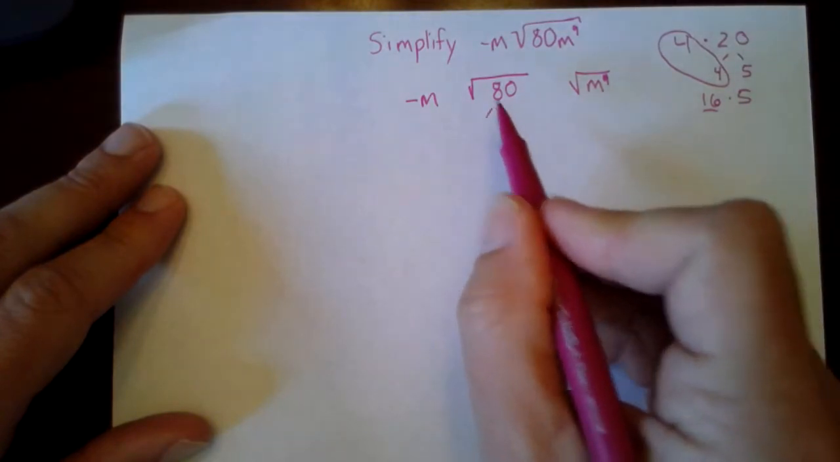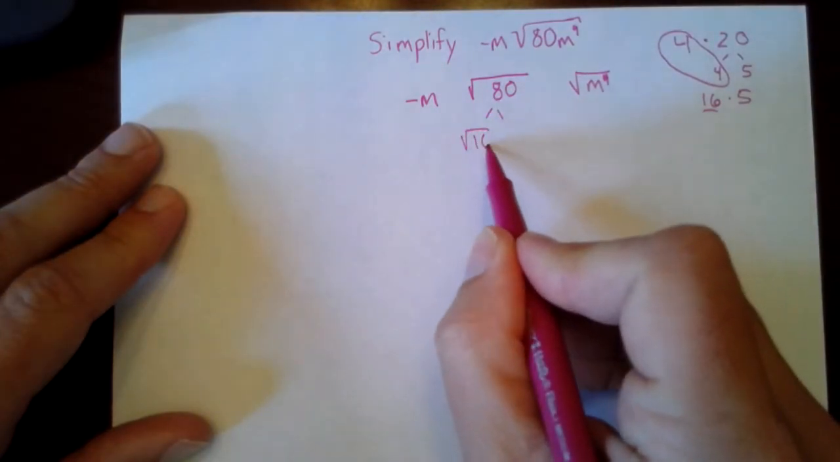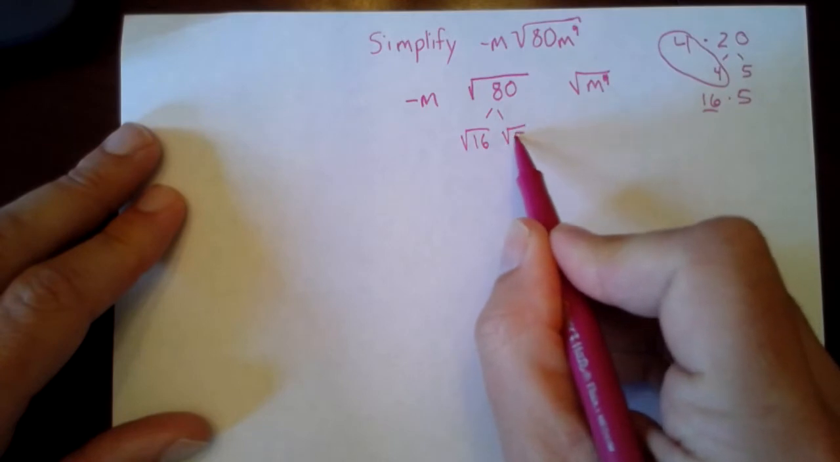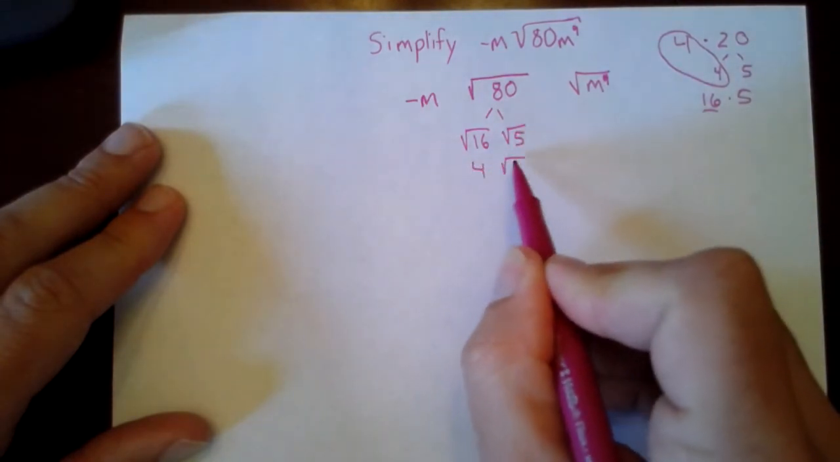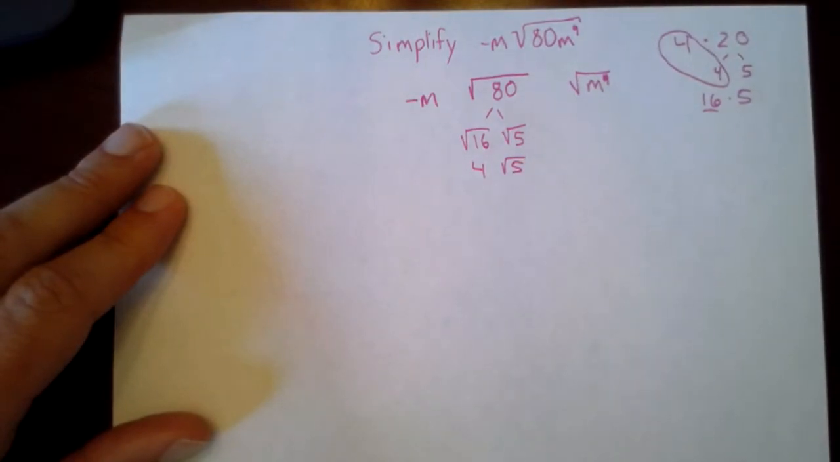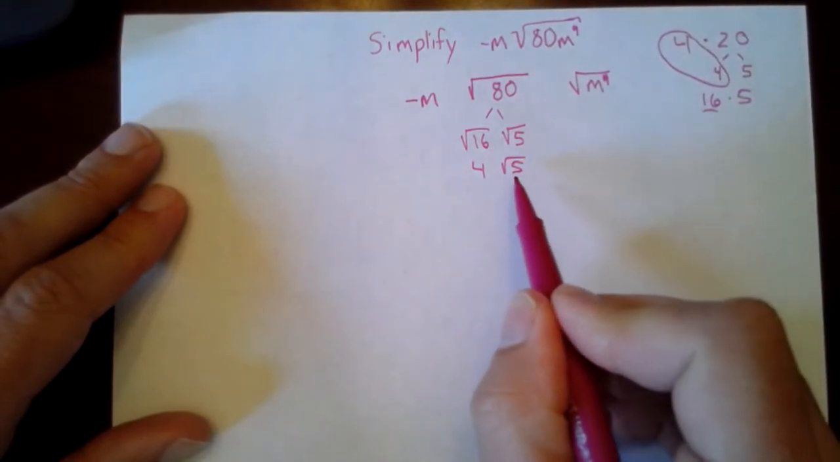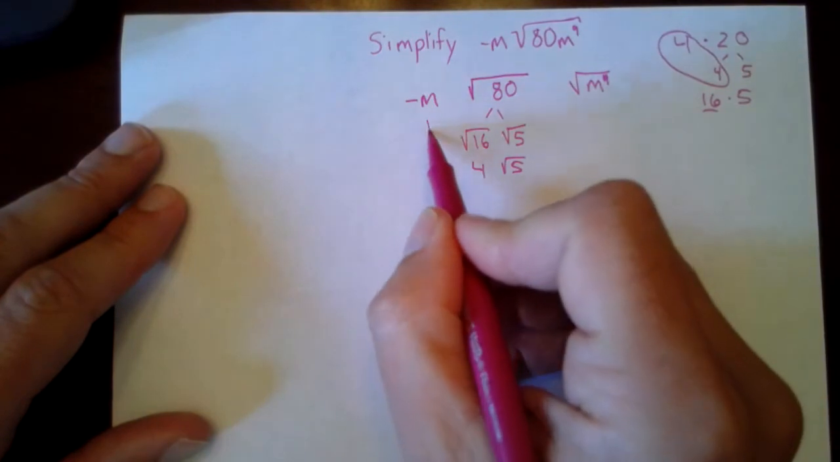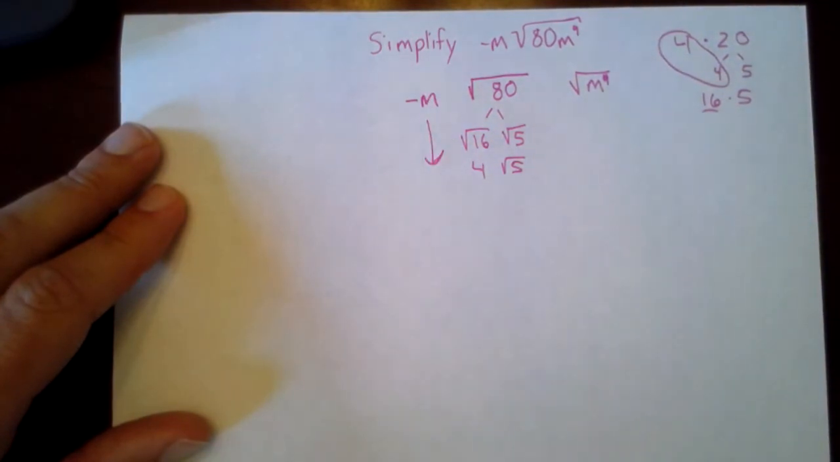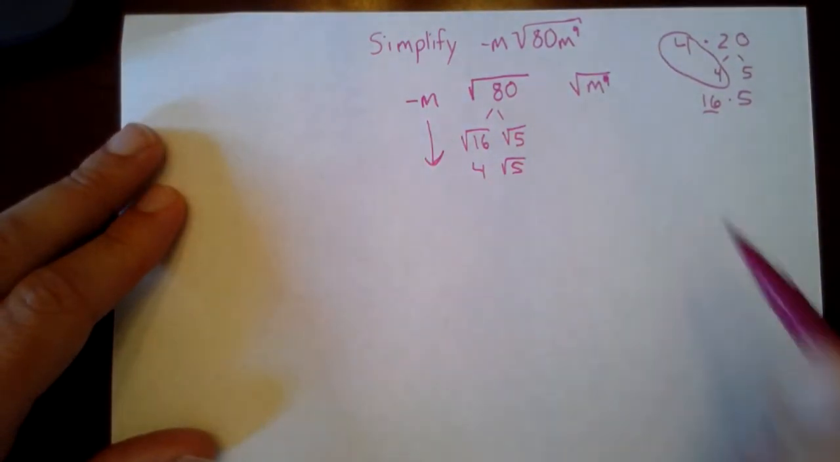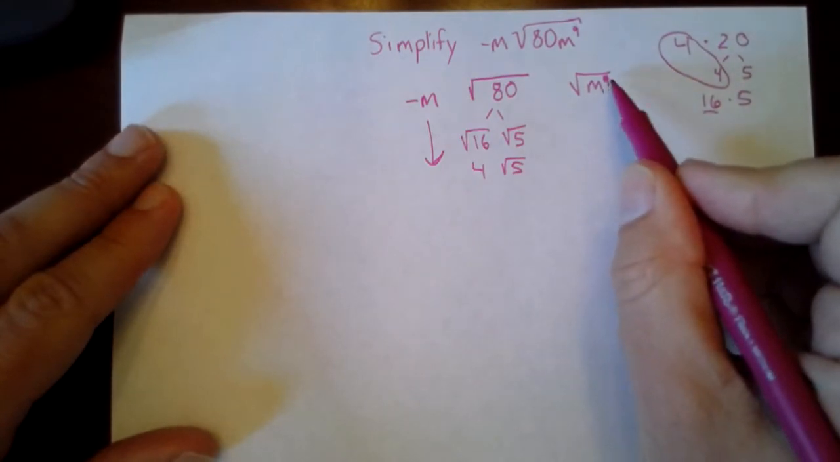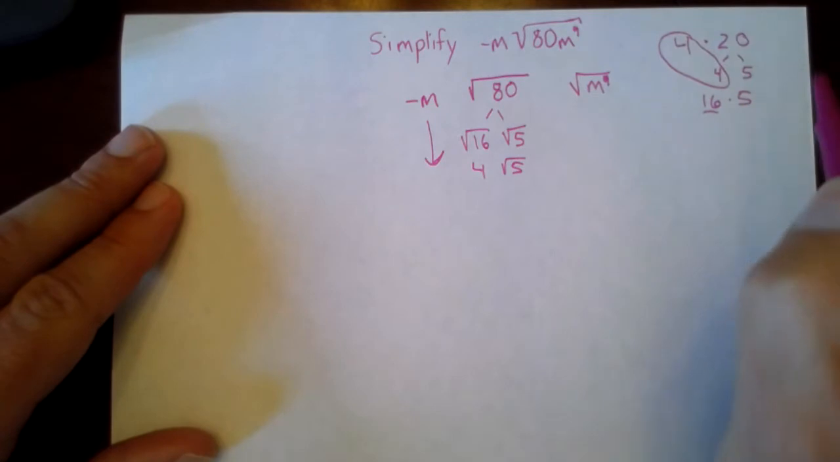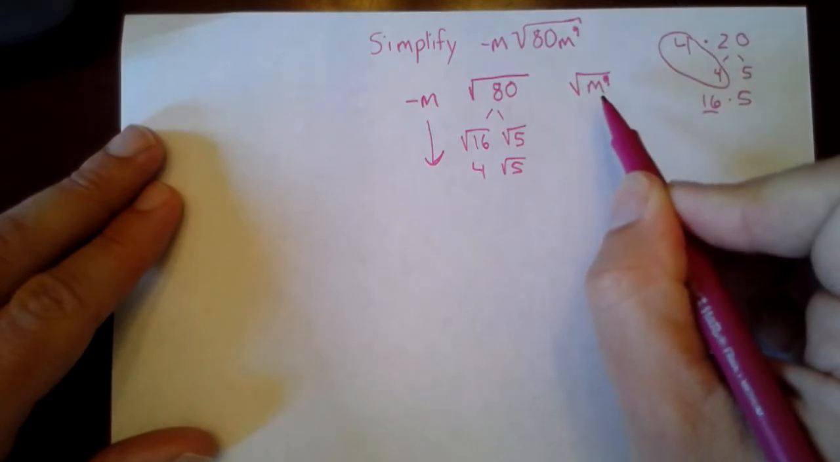But if I break down 80 into root 16 and root 5, now I have 4 root 5, where 5 is done. Root 5 is done because 5 is prime, can't do anything in there. I'm going to remember to bring down my negative m out in front. Now I'm going to work with my m to the ninth. M to the ninth is odd, so I can't do it. There's not going to be a perfect square.